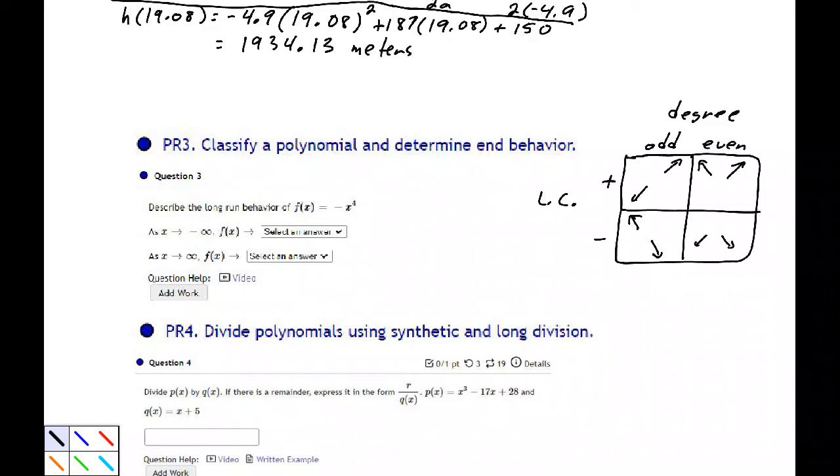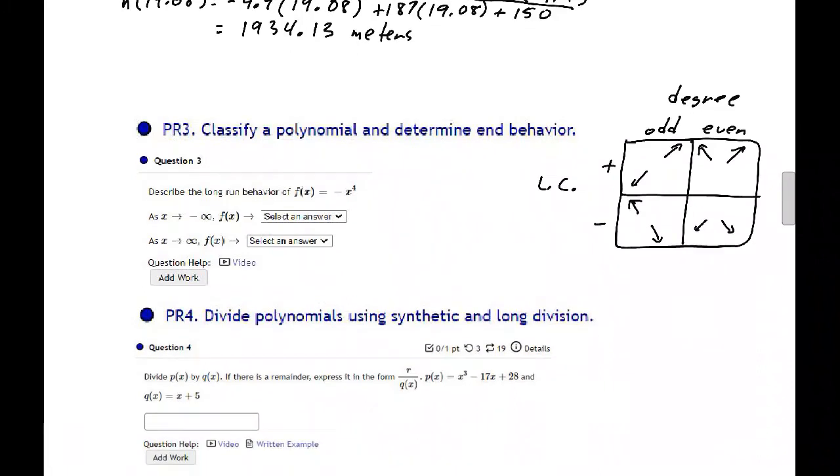So this particular function is negative x to the fourth. That is an even degree, x to the fourth, and a negative leading coefficient, the negative 1 there. So an even negative will fall to the left and fall to the right.